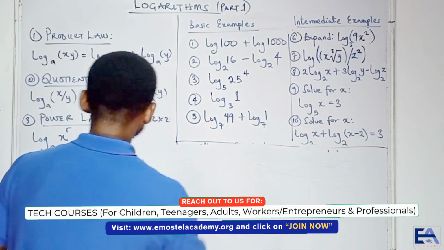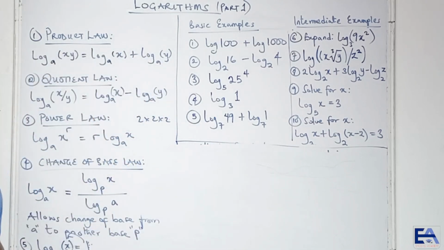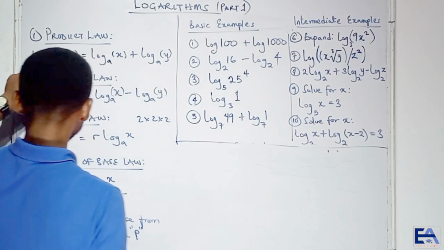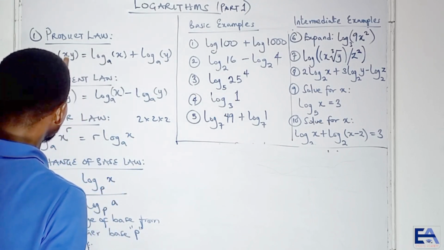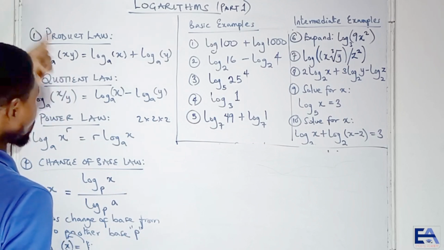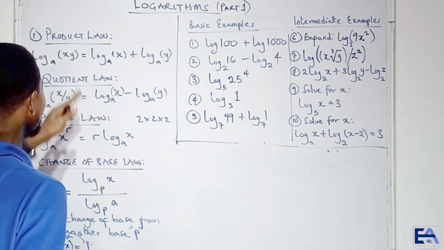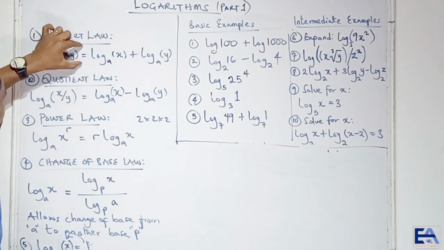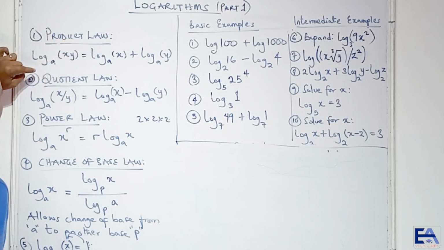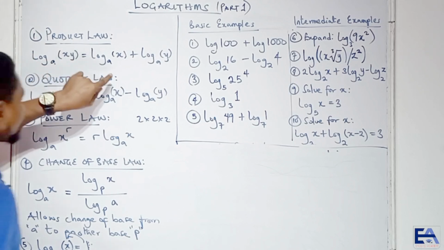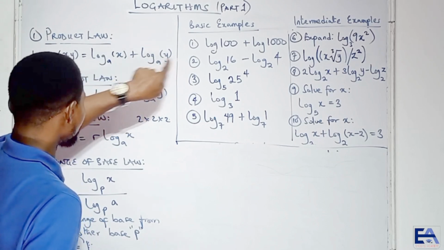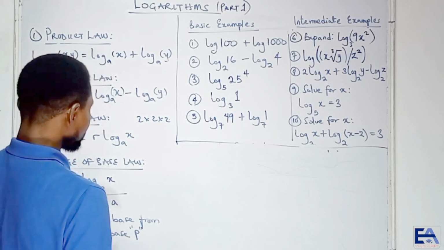Right, so the first law here is called the product law. Product in mathematics simply means multiplication. Which means that whenever we have two things multiplying, or even more than two, it could be x, y, z, whenever we have multiplication in a logarithm, when the numbers we are trying to take the logarithm of are multiplying each other, and they have a base, then it's still the same thing as the addition of the individual logarithms to that common base.